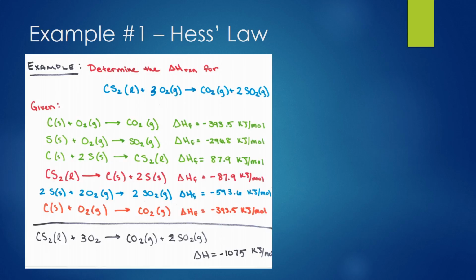Carbon disulfide reacts with oxygen gas to create carbon dioxide and 2 moles of sulfur dioxide. We would add those three values, negative 87.9, negative 593.6, and negative 393.5, and we get negative 1,075 kilojoules per mole. The reaction that we calculated, even though it took 3 steps, has the same reactants and products as that first reaction. So by the definition of a state function, we can confidently say that the enthalpy of this reaction would be negative 1,075 kilojoules per mole.